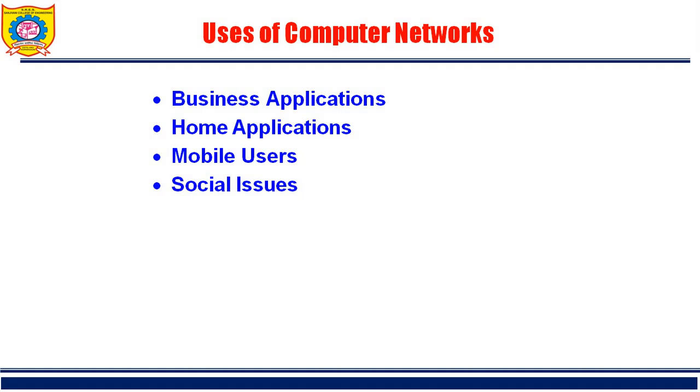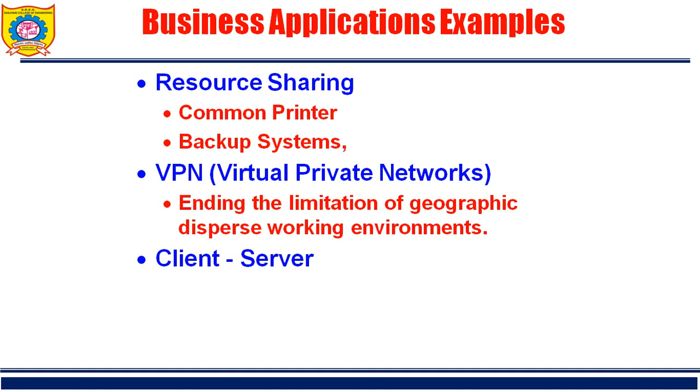Now when we say computer network, what is the use of a computer network? Basically there are four categories mentioned as uses of computer networks: business application, home application, mobile users, and social issues. Now we'll see them one by one. We'll start with the first, business application.